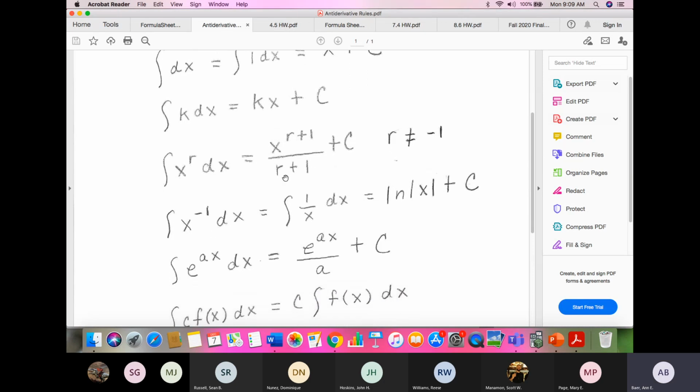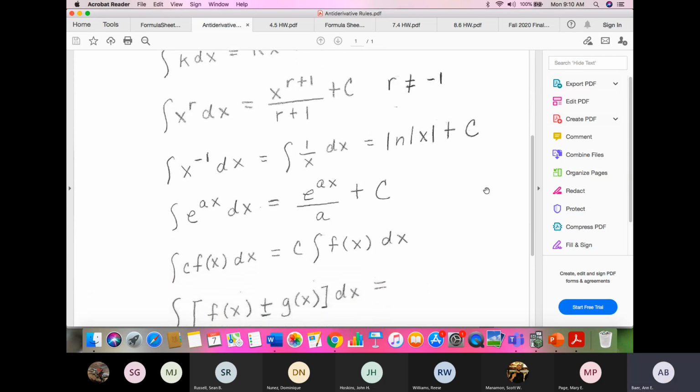If the power is -1, like in this rule here, then you have the integral of x to the -1. You can move that x to the denominator and just change the sign on the exponent to a +1, so that you would then be integrating 1 over x dx. And that is equal to the ln of the absolute value of x plus a constant.